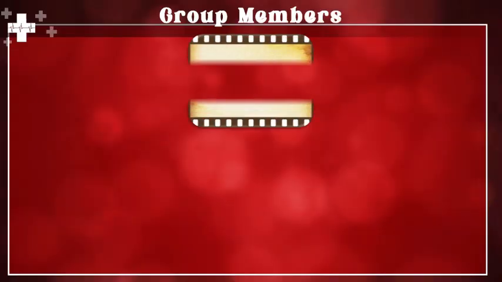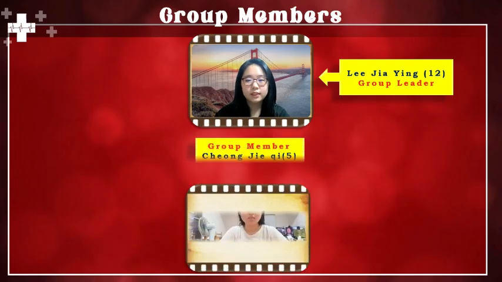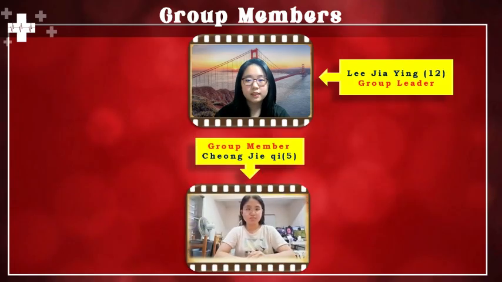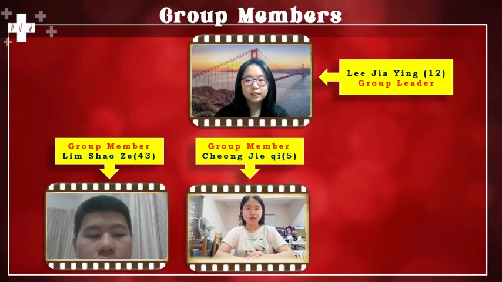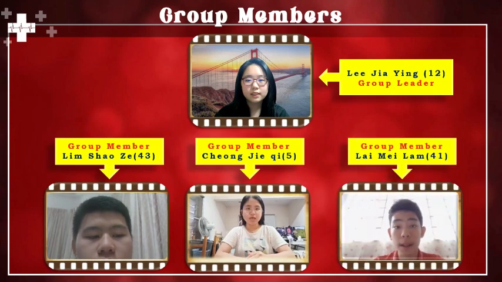Group members. Hi, my name is Li Jiaying. My class number is 12. I am the group leader and these are my group members. My name is Chongjae Chi. My class number is 5. My name is Lim Chong. Hi, my name is Lai Mei Lam and my class number is 41.